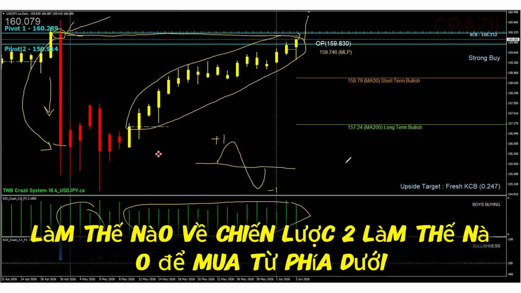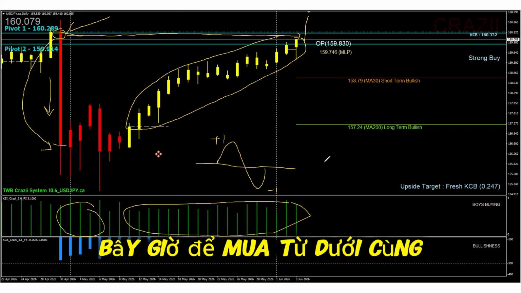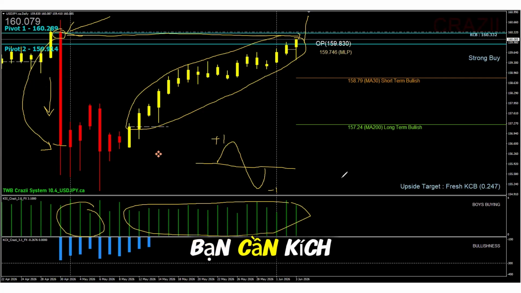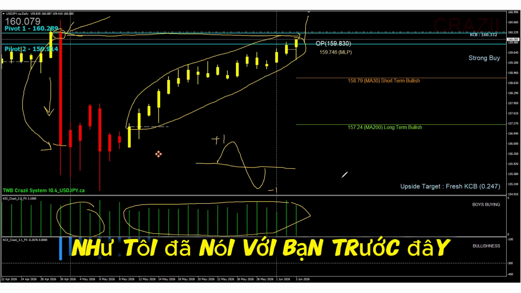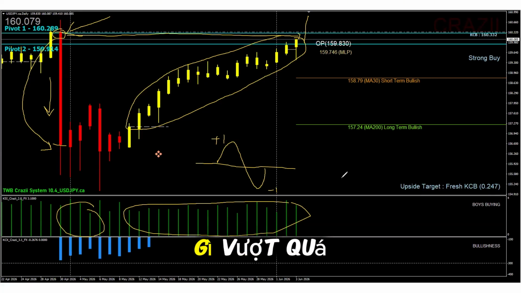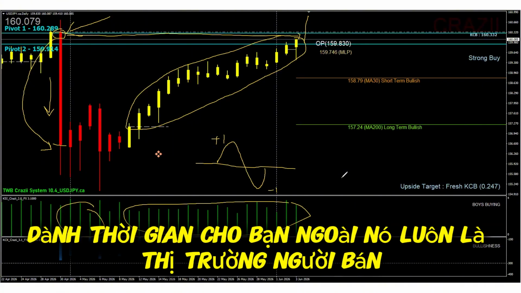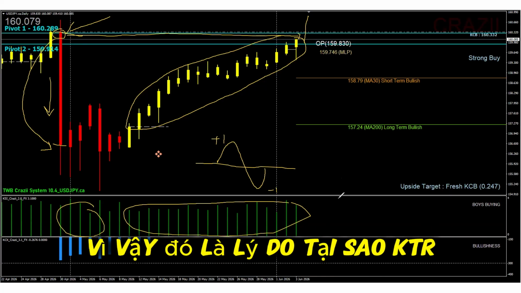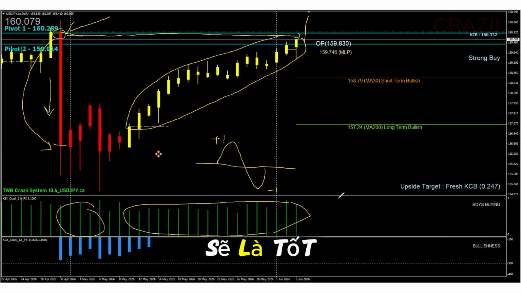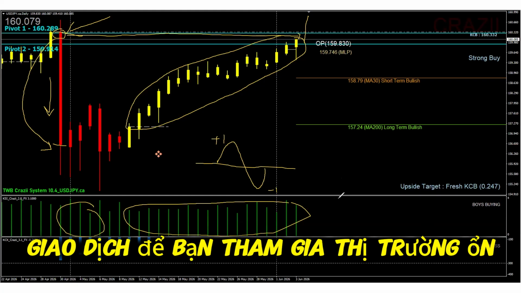How about strategy two? How to buy from the bottom? Now, to buy from the bottom, obviously, you need to activate your KTR -1, -2, and -3. Now, why don't we go beyond -3? As I told you before, anything beyond -3 is usually a seller market. I sat there and spent time with you. Beyond it, it's always a seller market. So that's why KTR -1, -2, -3 will be the best trades for you to enter the market.